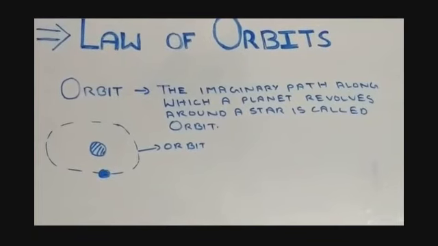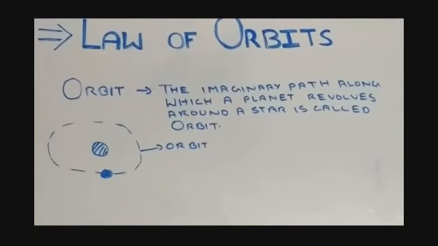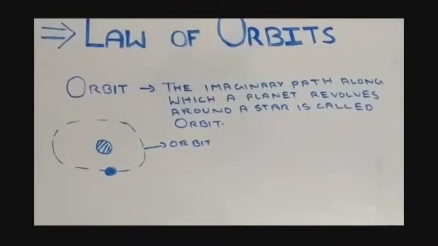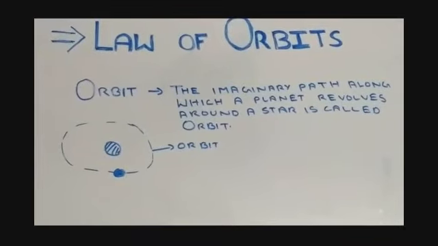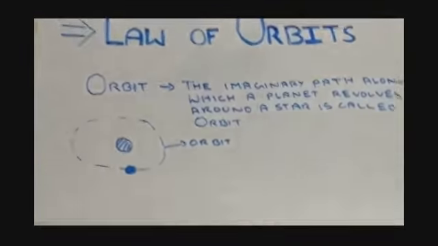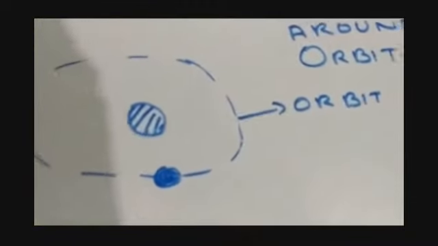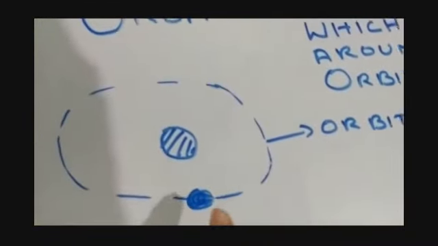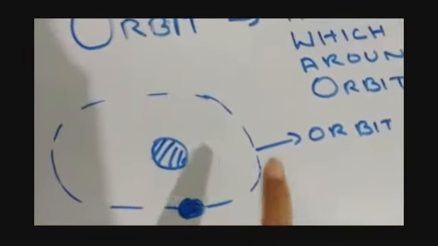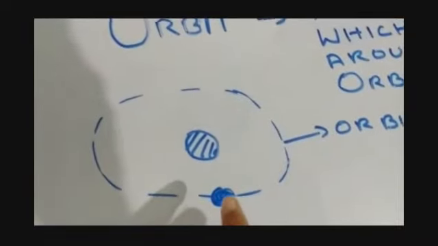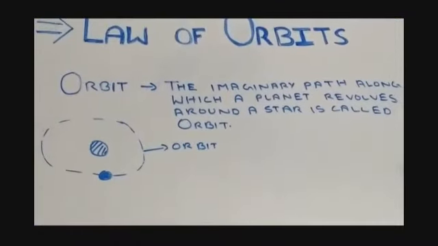Orbit is the imaginary path or line along which a planet revolves around a star. This term will be clear from a figure. Let's say this is our star around which the planet is revolving. Then the path along which this planet will be revolving the star will be known as an orbit. Now let's move on to our next term.